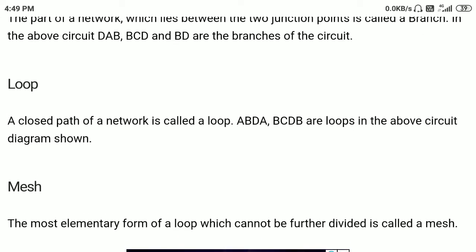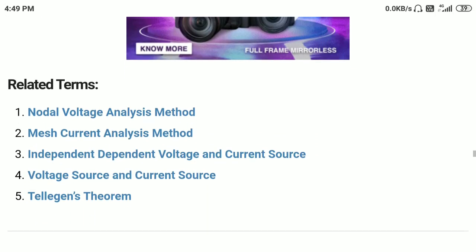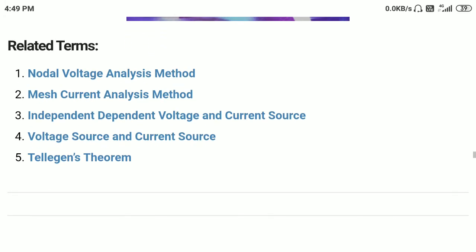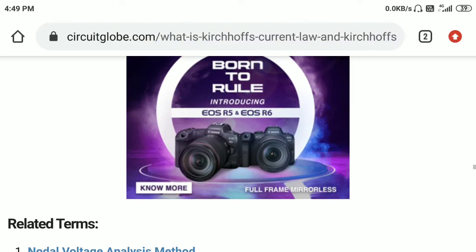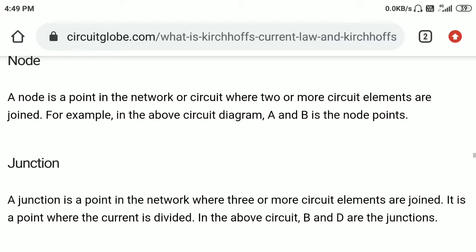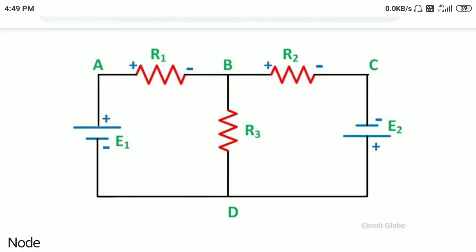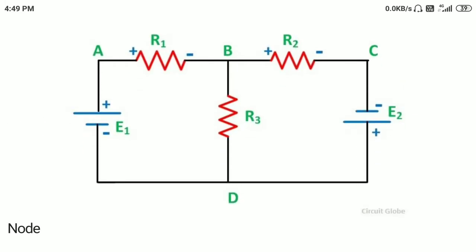So what is the mesh? The most elementary form of a loop which cannot be further divided is called a mesh. So for example, see here, observe this one.